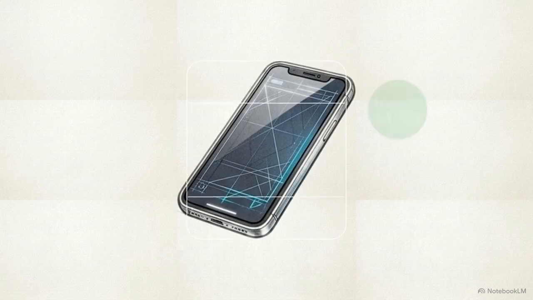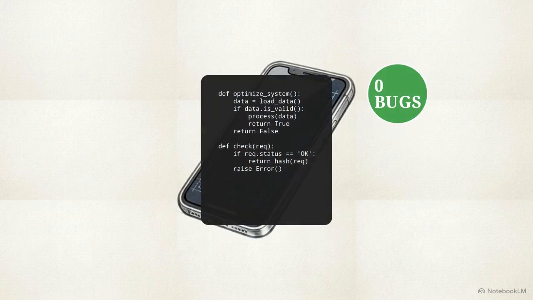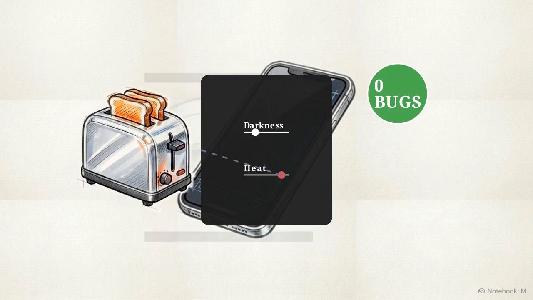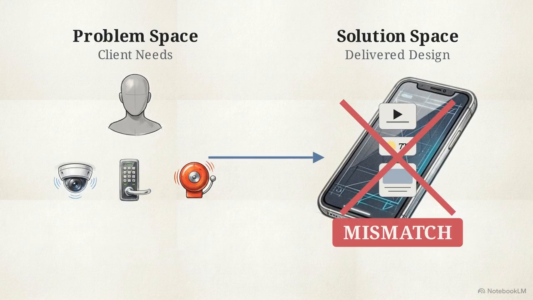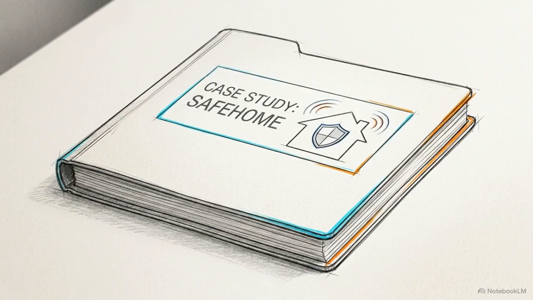Building a flawlessly coded, elegantly designed application with zero bugs is a total waste of time if it solves the wrong problem. How do engineers lock down exactly what a client needs before writing a single line of code? Let's follow a case study to find out.